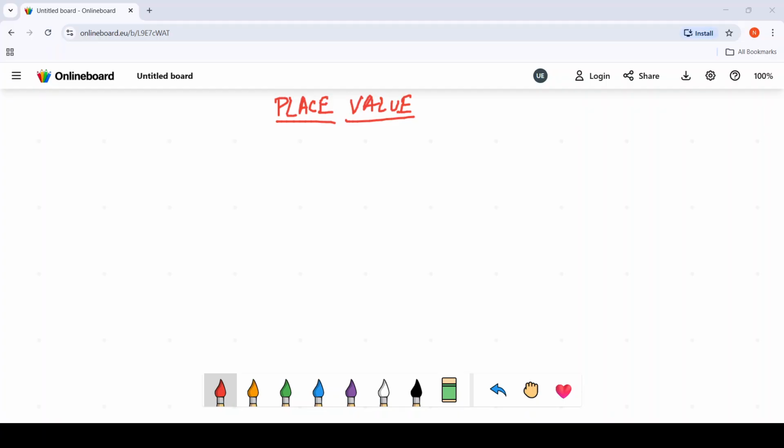So in our previous video, we learned place value in two-digit numbers, right? And today we are going to learn place value in three and four-digit numbers. That is, for hundreds and thousands place value we are going to learn today. All right, so let's move ahead and start with our topic.